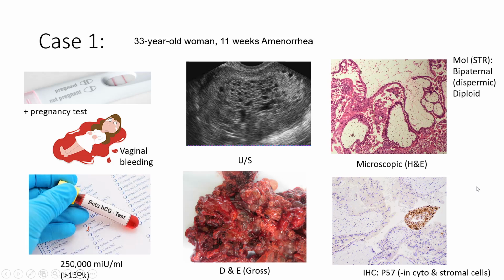Now we'll be going through the different types of GTDs in the form of case scenarios to explore each and every type. Case 1, we have a 33-year-old woman who has 11 weeks of amenorrhea. She had her pregnancy test and was found to have those two pink lines. She was happy afterwards until she got vaginal bleeding, and when she went to her obstetrician, he ordered her the beta HCG.